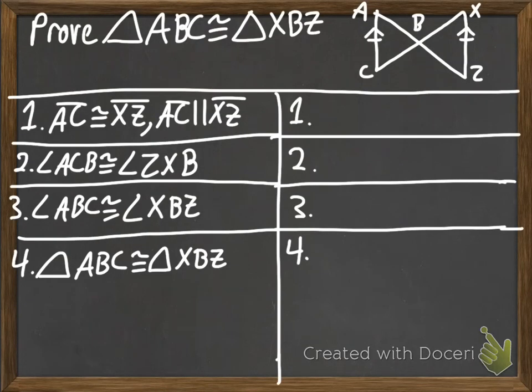So again, here we have a proof. We're proving that triangle ABC is congruent to triangle XBZ. And yes, this picture is exactly the same as before. So we have shown that these two pictures are congruent using two different theorems. And the way that the proof goes decides which theorem needs to be used. So I want you to go ahead right now and pause the video and prove this.